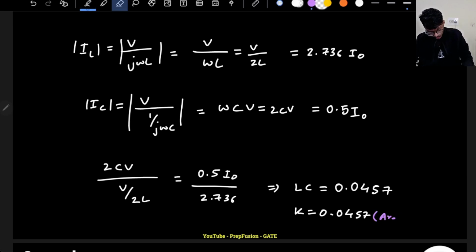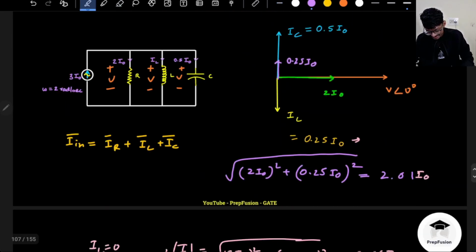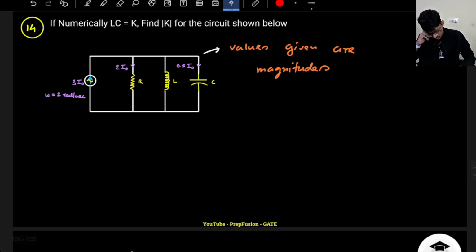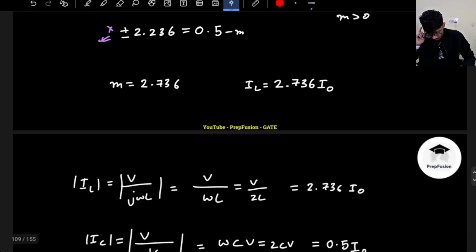Okay, this was a good question. Of course, I just did a trick that I did not mention that these are magnitudes, but you should understand, I told you in the previous lecture as well, whenever we are solving an AC circuit, the first question you should ask is, what is the phase difference? Okay, that is the first question that you should ask. So yeah, that is about it.